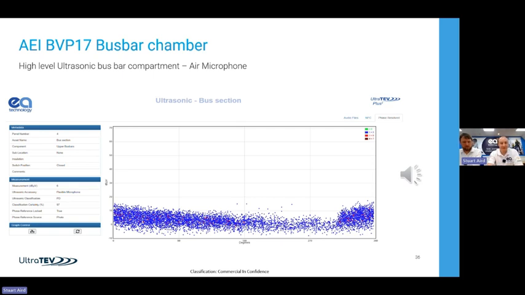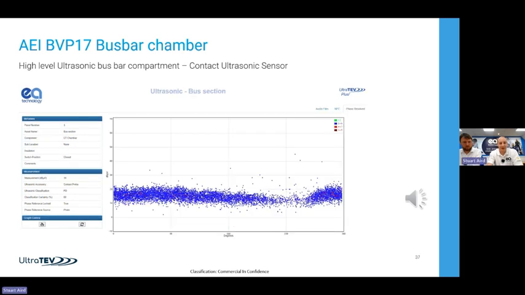So we did also use the contact probe on the same box. I'll just play that for you so it's quite clear. Again, we've got a good strong phase resolved pattern on there, and we can hear that sound really clearly.